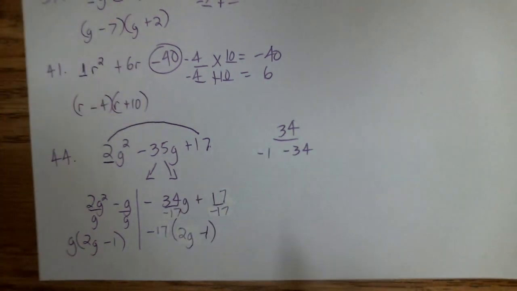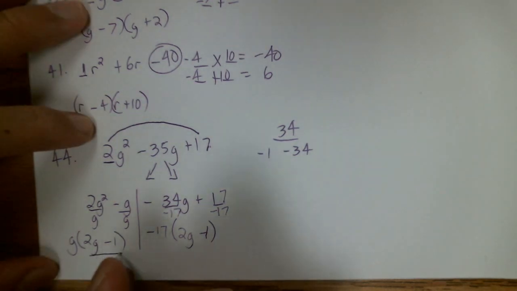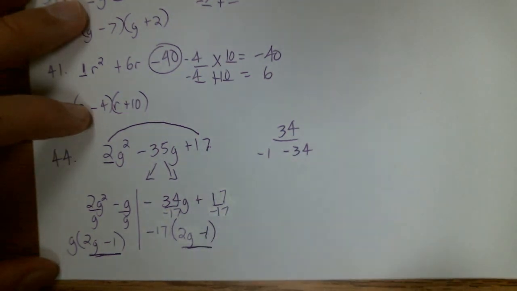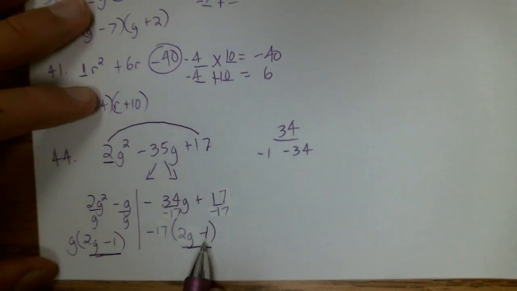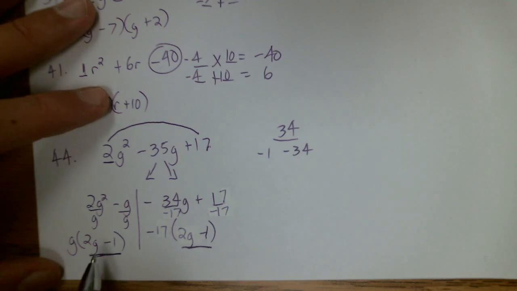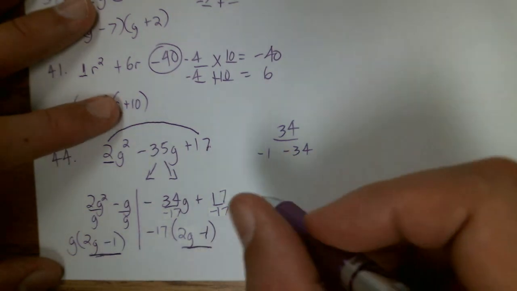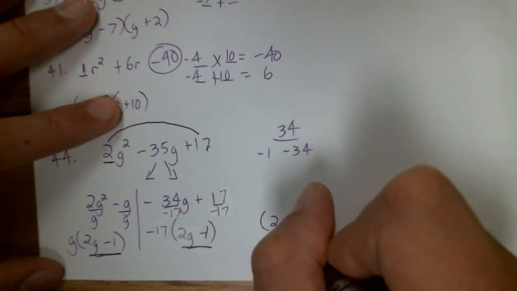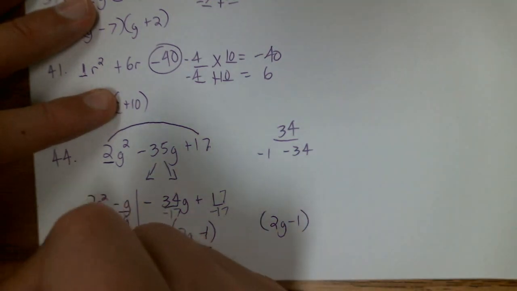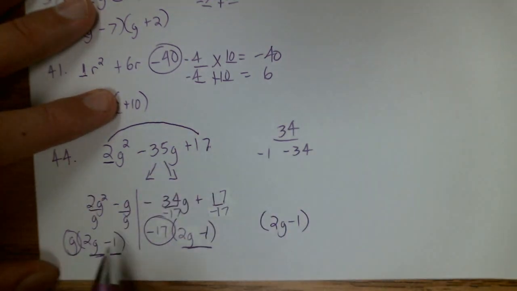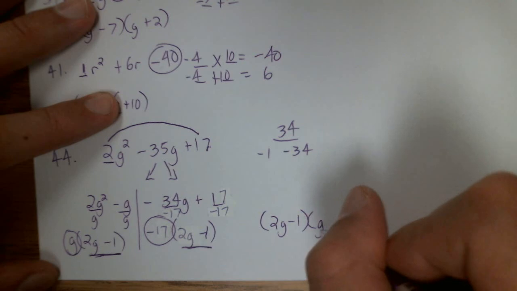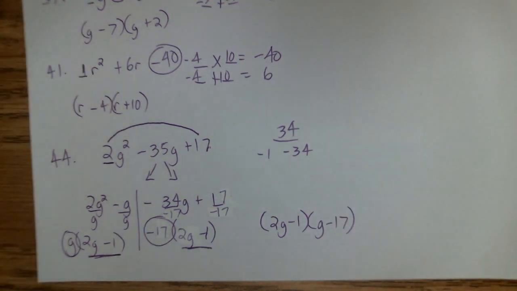As I was working this out, guys, I realized I was making a mistake, because the 2g minus 1 didn't match the 2g minus 1. This is such an important, critical part of factoring by grouping: you've got to make sure these two binomials match. Okay, so 2g minus 1 times g minus 17. One of my factors is 2g minus 1, and the other factor is the stuff left over on the outside, g minus 17, and that is my final answer.